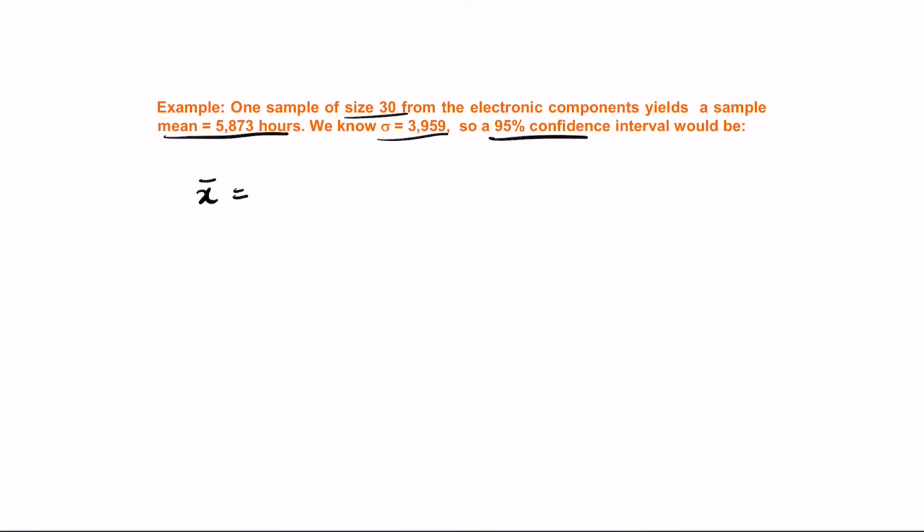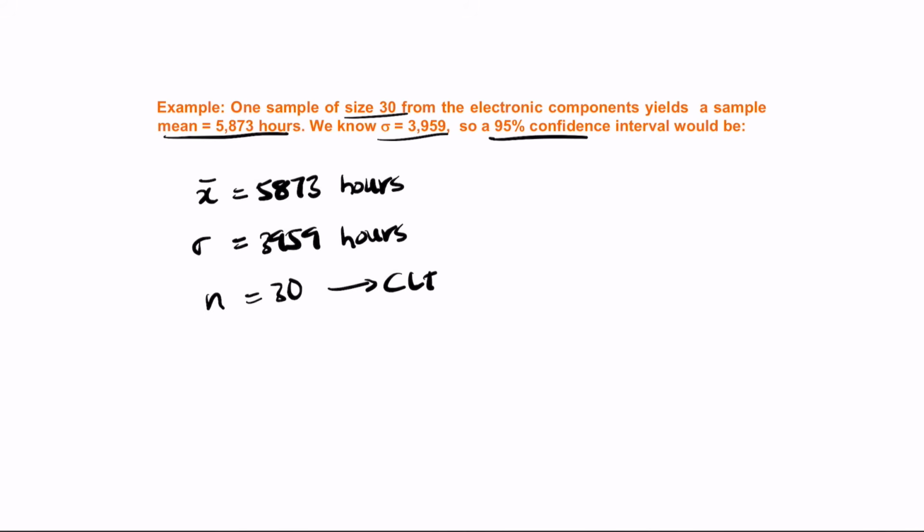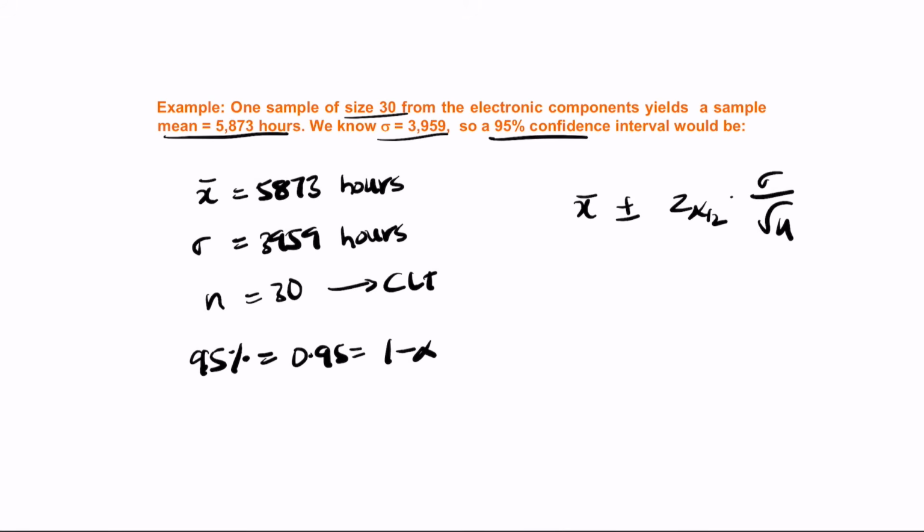So x bar is 5873 hours, sigma is 3959 hours, and they are having a sample size of 30, which is okay for CLT. So the formula is x bar plus or minus z alpha by 2 into sigma by root n. Here they are asking you for a 95% confidence interval. That value 95% is equal to 1 minus alpha, which means alpha here is equal to 0.05.